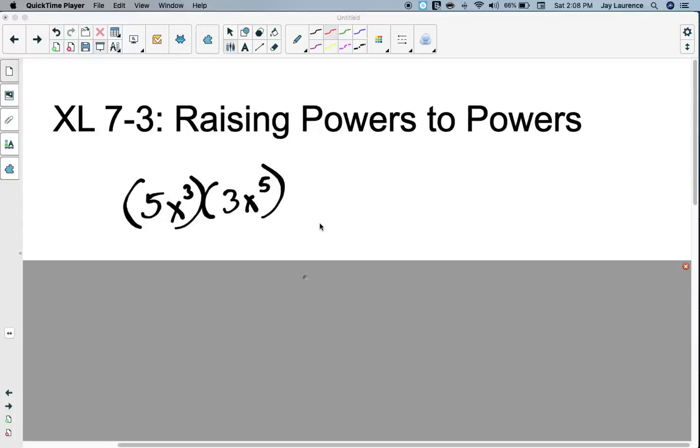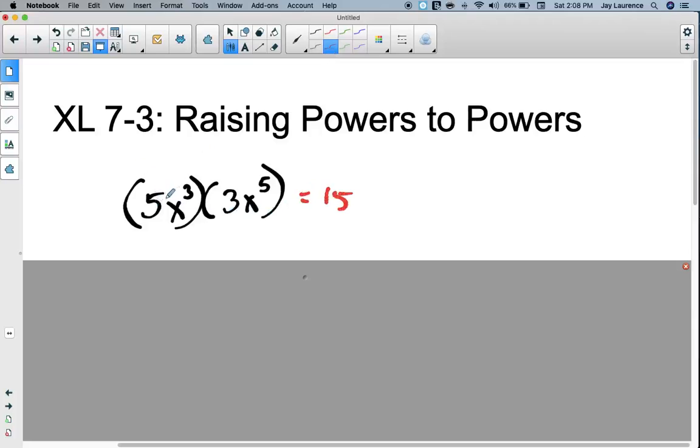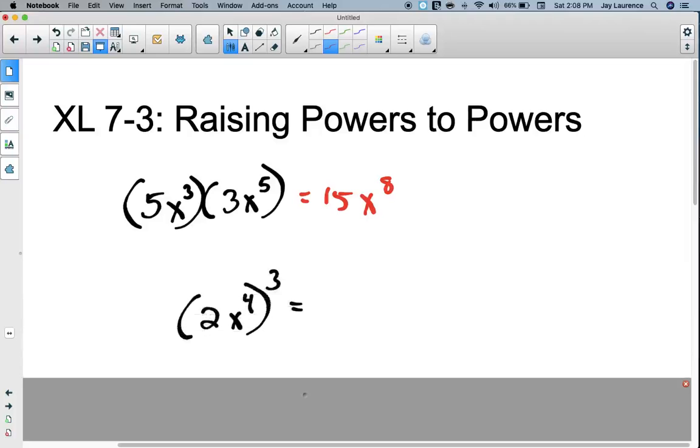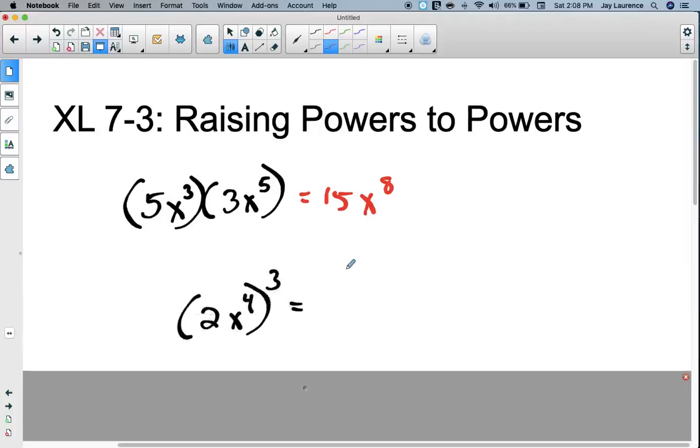All right, so for this first one here, this isn't a power to a power. This is a straight multiplication problem, right? We've already done these. 5 times 3 is 15. X to the third times x to the fifth would be x to the eighth, right? Because there's 3 x's and 5 x's. Pretty easy stuff. But what happens when you have something like this?